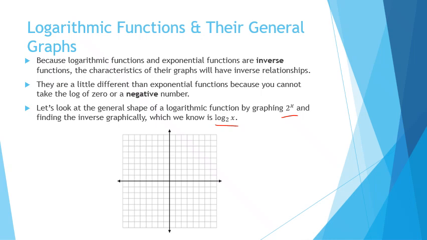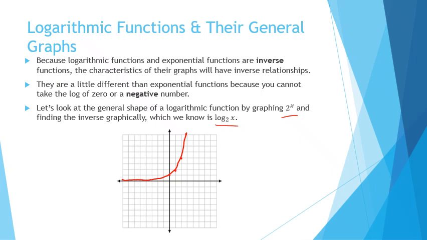So here, if you plug in 0, 2 to the power of 0 is 1. Then you plug in 1, you should get 2. 2, you should get 4. 3, you should get 8, and so on and so forth. And so the exponential function should look a little something like that.